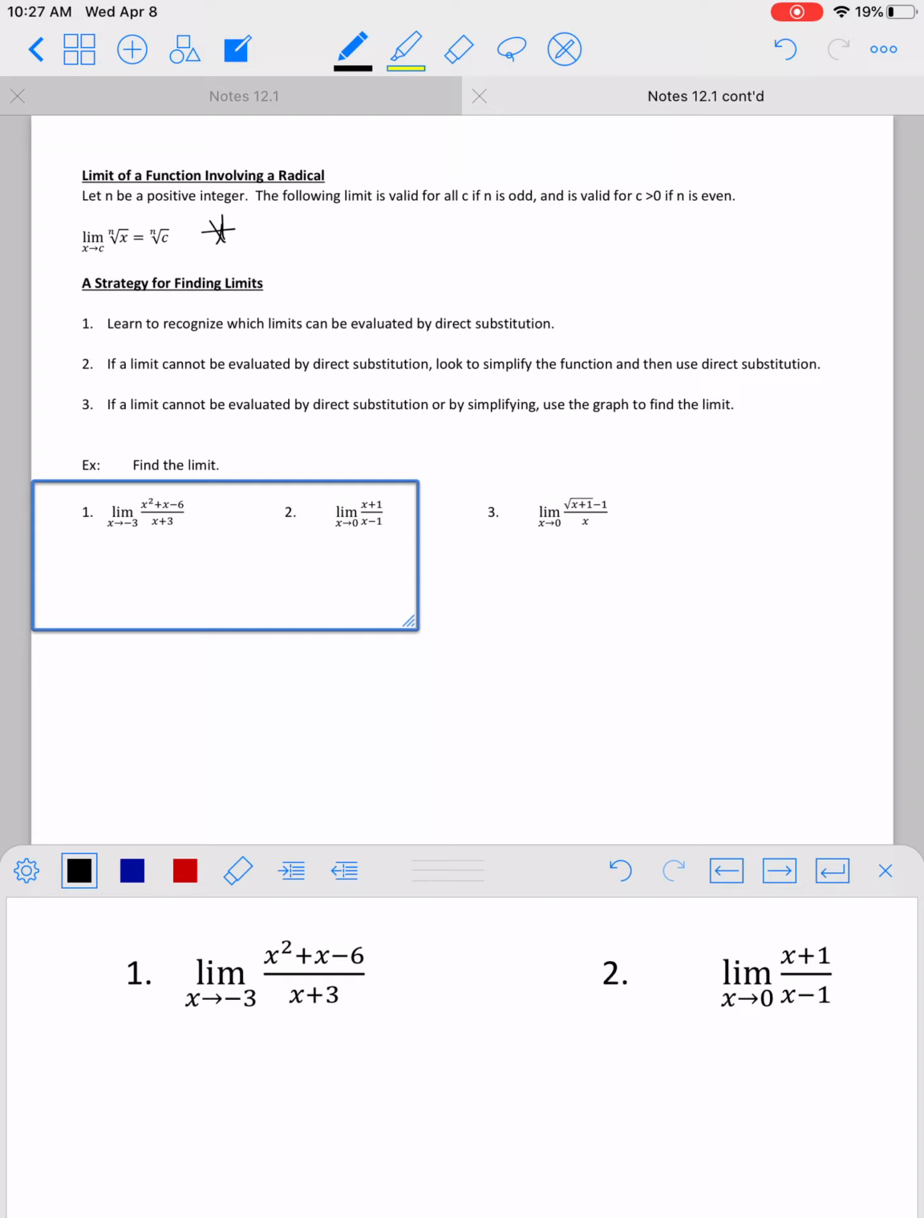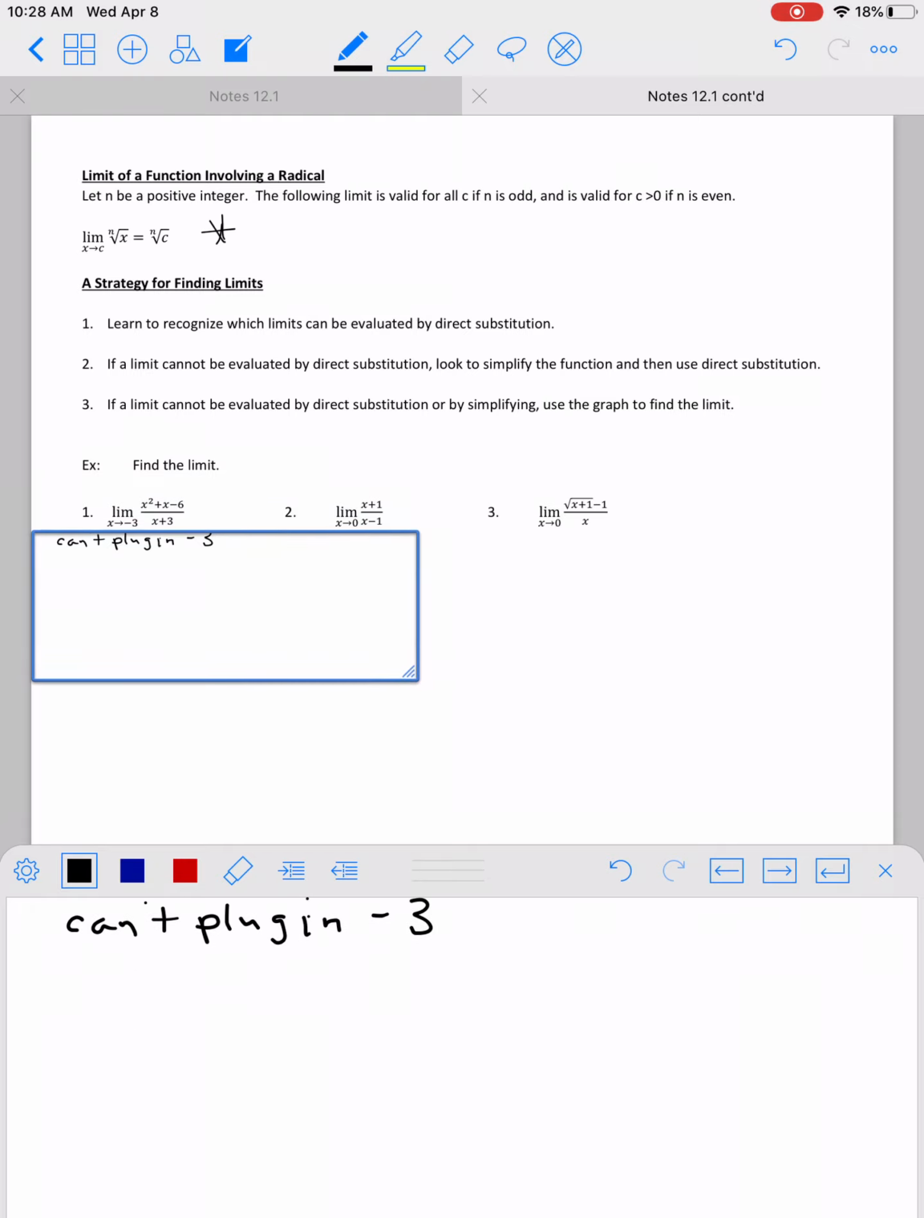So as I'm looking at this first problem, I look to see, can I plug in a -3? And I can't. So can't plug in -3. So that's our first step. So if that doesn't work, then we're going to continue to use the limit notation. So limit as x approaches -3.